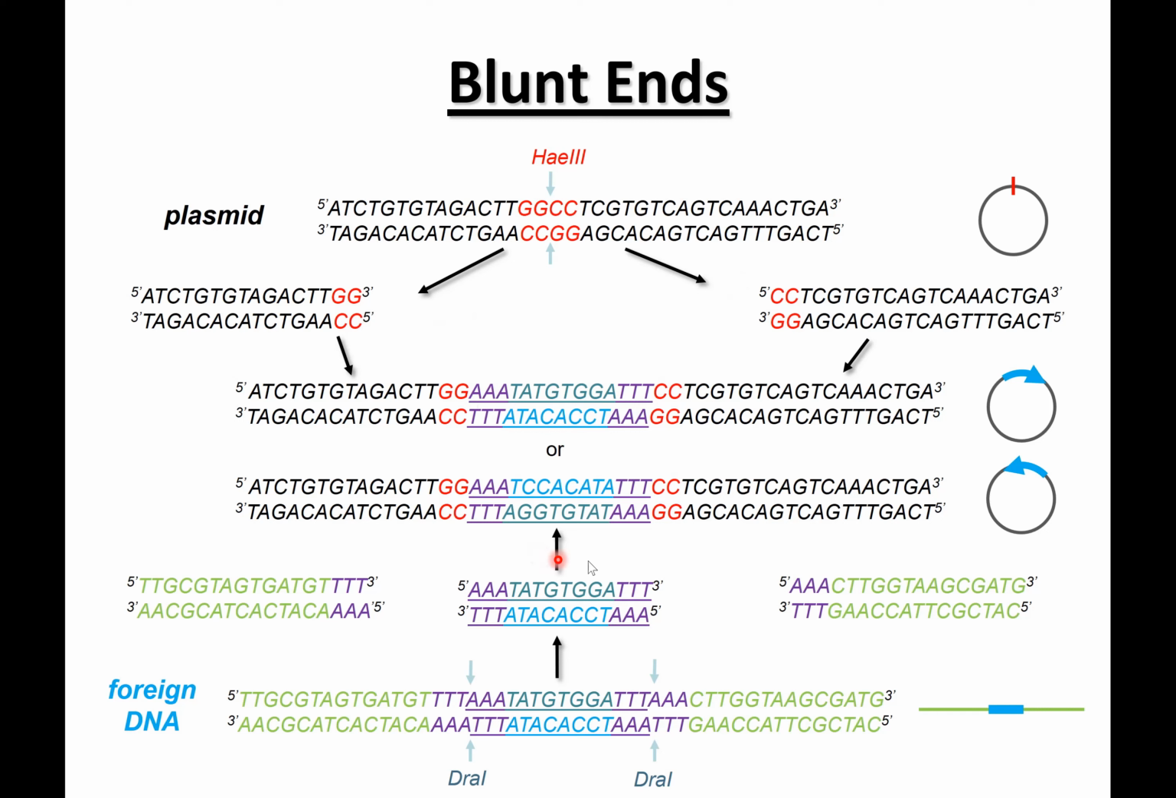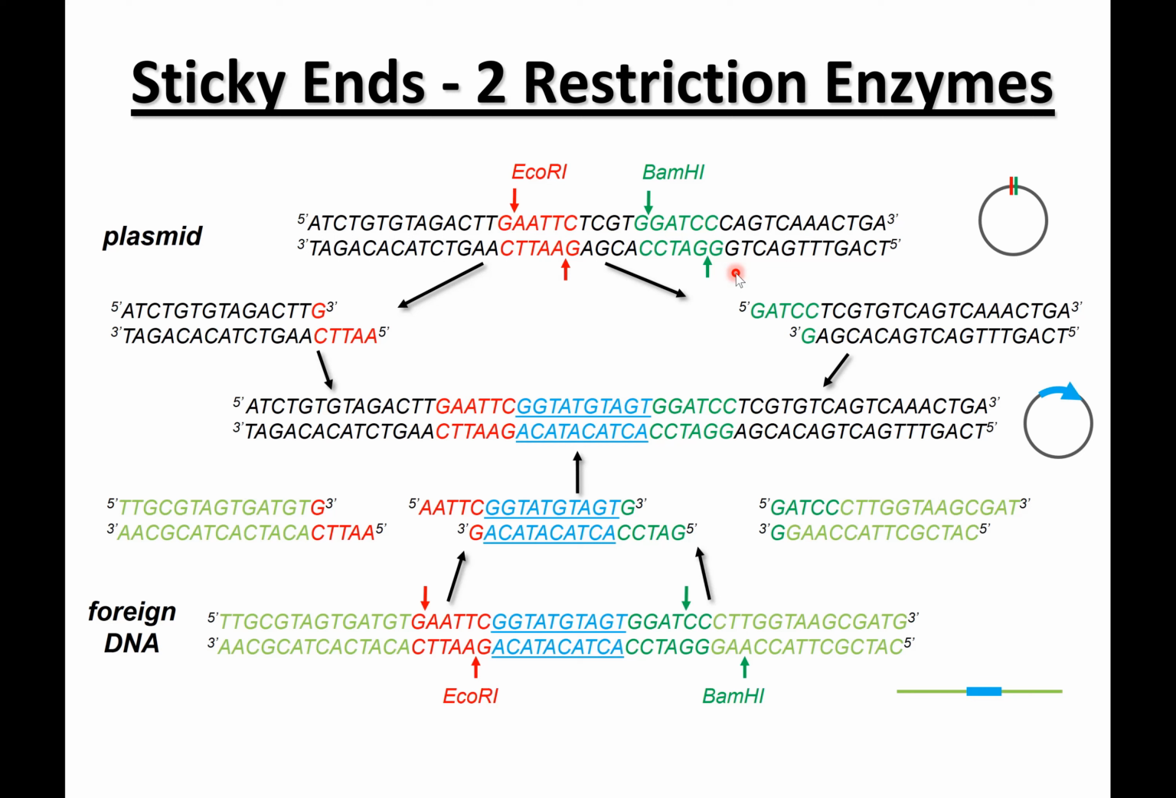However, they don't allow you to control the orientation very easily, and also they do not prevent the plasmid from easily recombining or reforming the bond with itself. Although there is a dephosphorylation strategy that can help with that. When you work instead with two different restriction enzymes, you have much more control of how things will proceed.